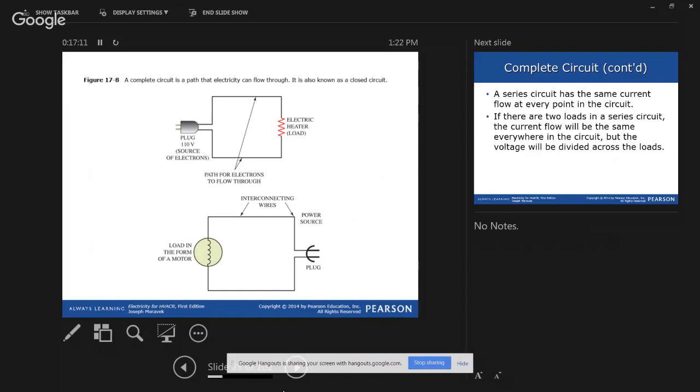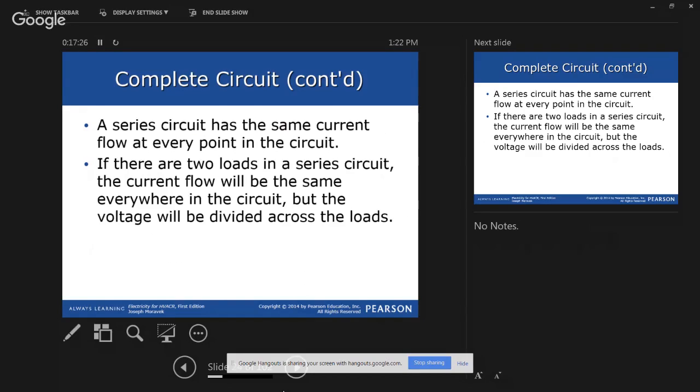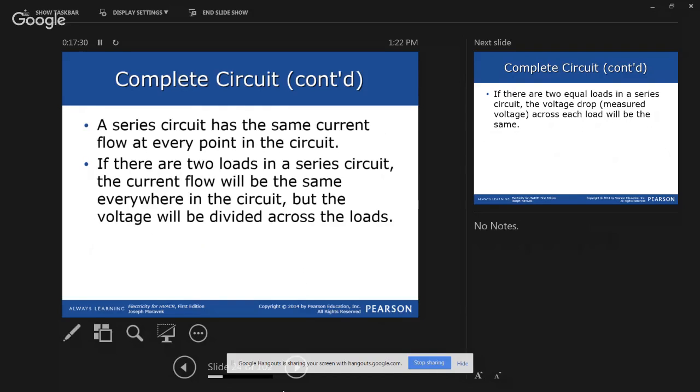Here's another pretty much same drawing of that, except instead of a heating element, we're just going through a coil of motor, which are essentially the same thing. They are a resistance to the flow. A series circuit has the same current flow at every point in the circuit. If there are two loads in a series circuit, the current flow will be the same everywhere in the circuit, but the voltage will be divided across the loads.